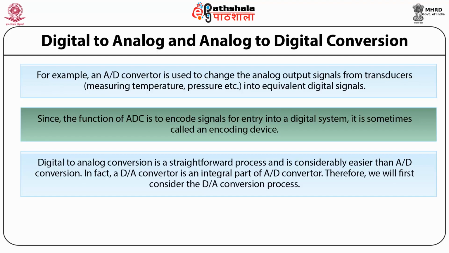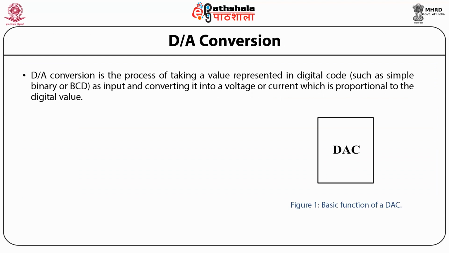Digital to analog conversion is a straightforward process and is considerably easier than A to D conversion. In fact, a D to A converter is an integral part of an A to D converter. Therefore, we will first consider the D to A conversion process. D to A conversion is the process of taking a value represented in digital code, such as simple binary or BCD, as input and converting it into a voltage or current which is proportional to the digital value.